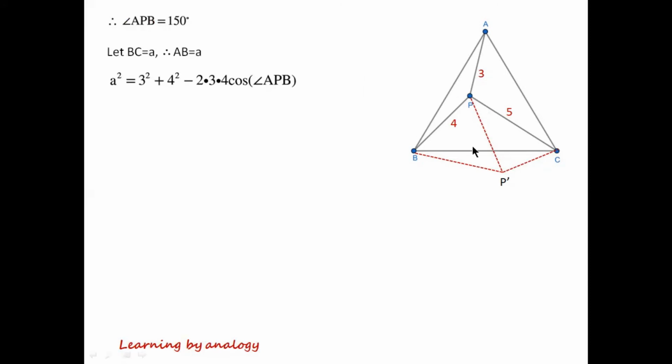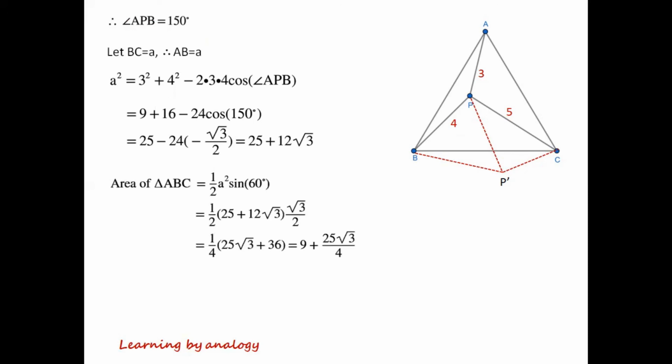Let BC equal a. So AB equals a. a squared equals 3 squared plus 4 squared minus 2 times 3 times 4 times cosine of angle APB, which is equal to 9 plus 16 minus 24 cosine 150 degrees, which is equal to 25 minus 24 times minus root 3 over 2, equals 25 plus 12 root 3.